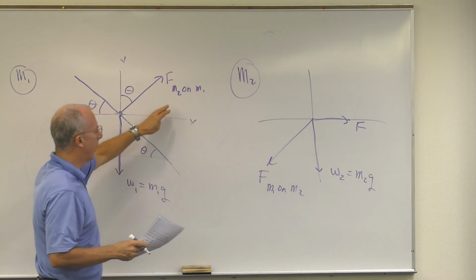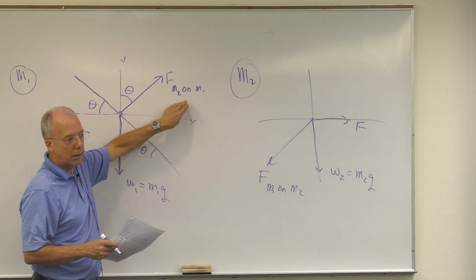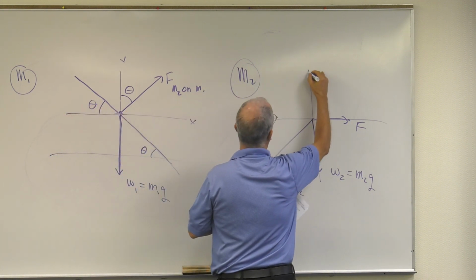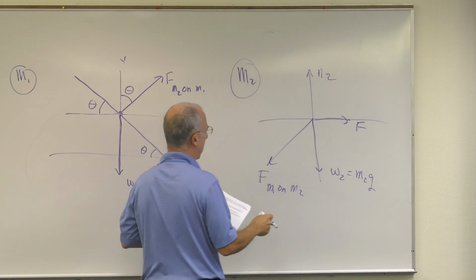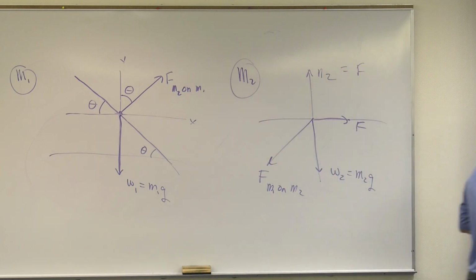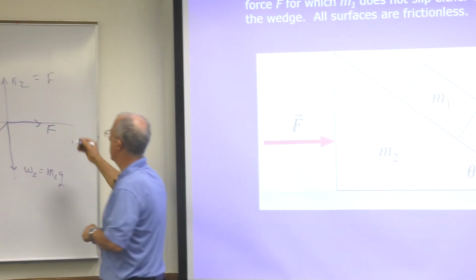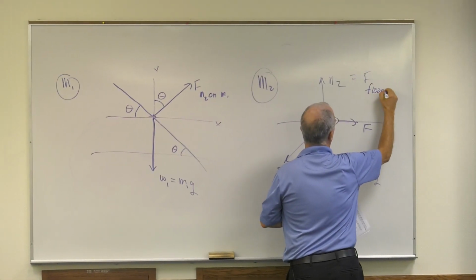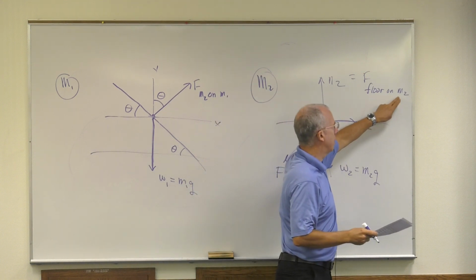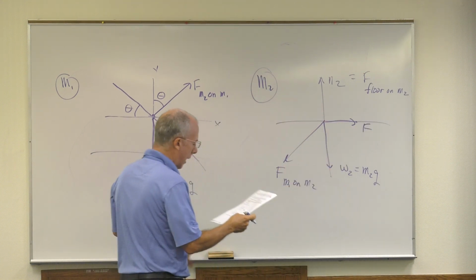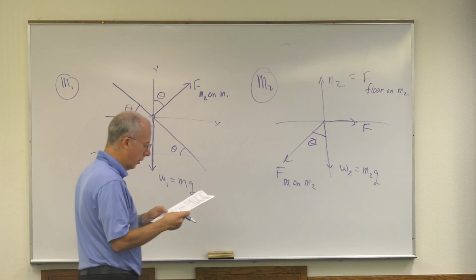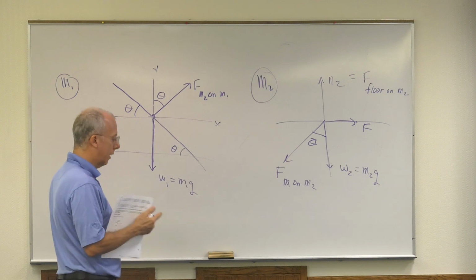Sometimes it's useful to write it like this. It's kind of long, but it's useful. And then we have here N2. What's N2? N2 is the force of the floor on M2. And I don't care about the force of M2 on the floor, because I don't care about the floor. So that's it. Study that, make sure you understand it, because I think that's kind of a tough one.